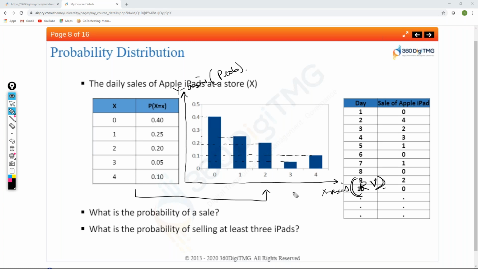Then you should not sit back and think, hey, what does probability distribution actually mean? You should be confident that, okay, I understand that when you have data represented in a tabular format, I can distribute the probabilities against each of the random variable values. That's called a probability distribution table. This table can also be represented as a bar chart.